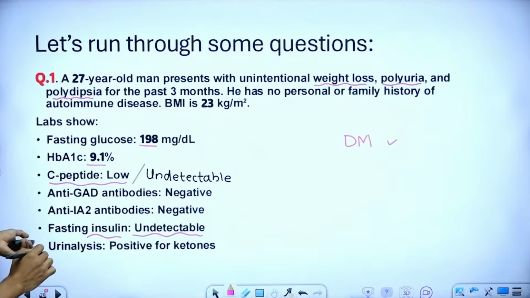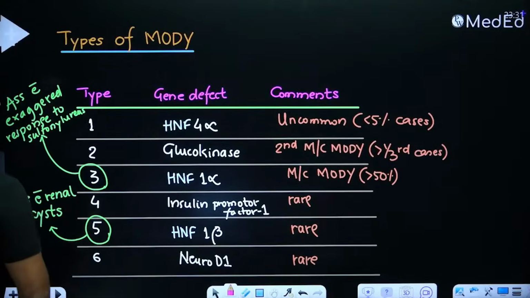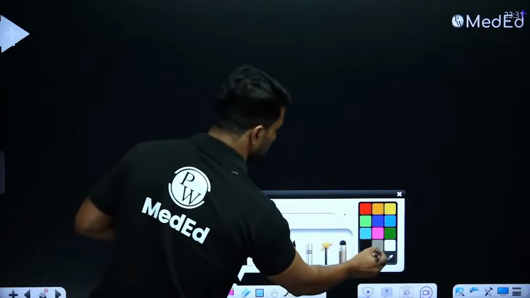Okay, so let us again, in fact, list all these features of MODY. So MODY, what are the features that MODY shares?